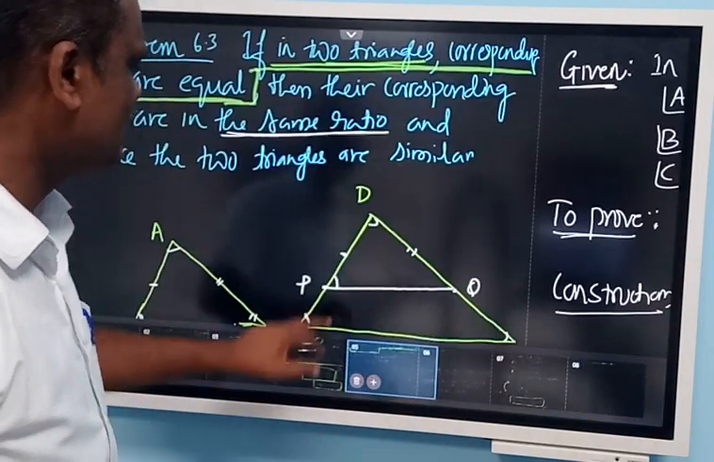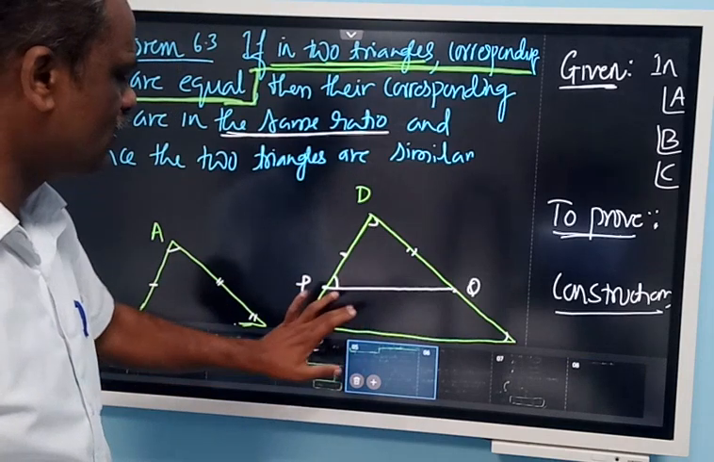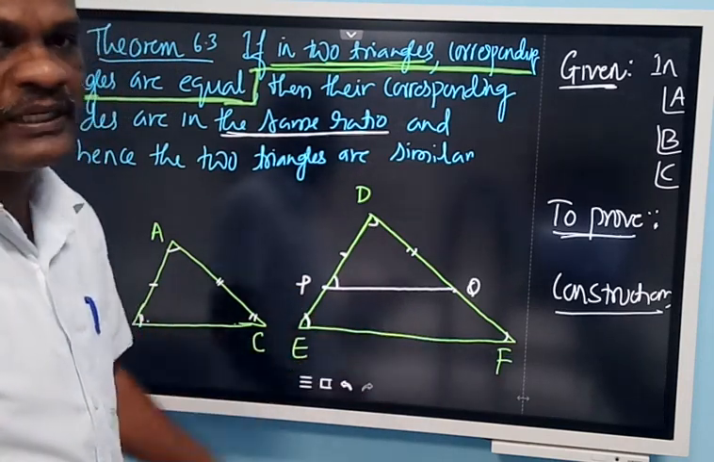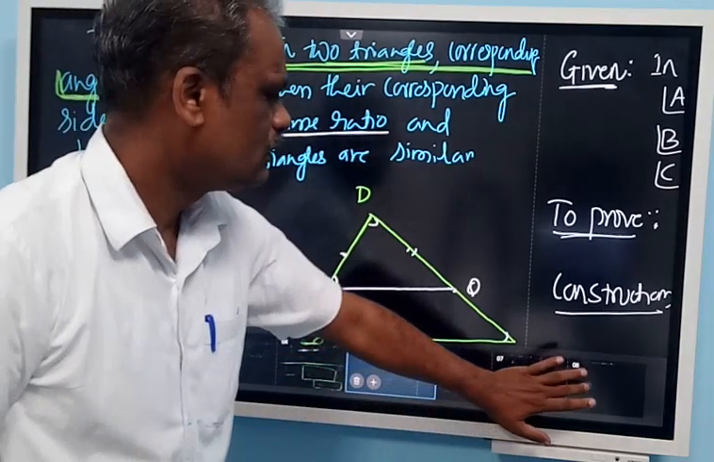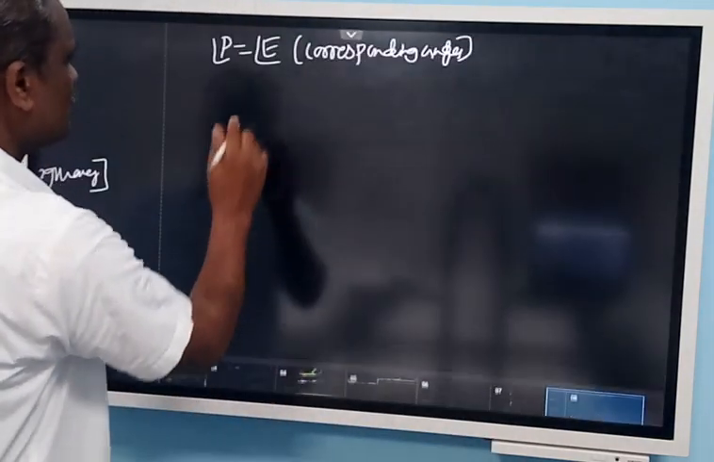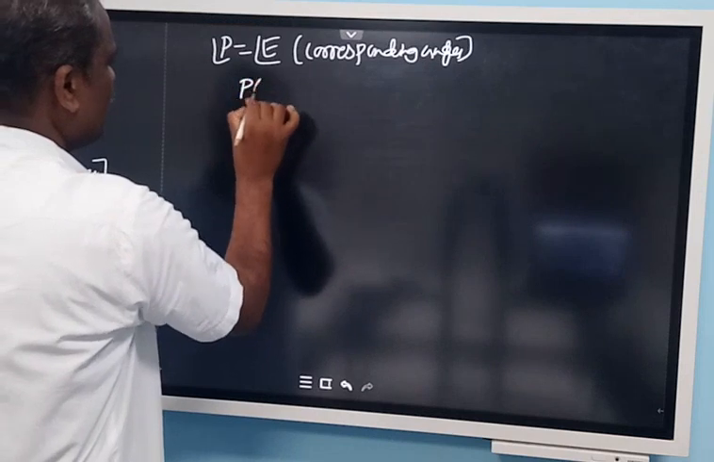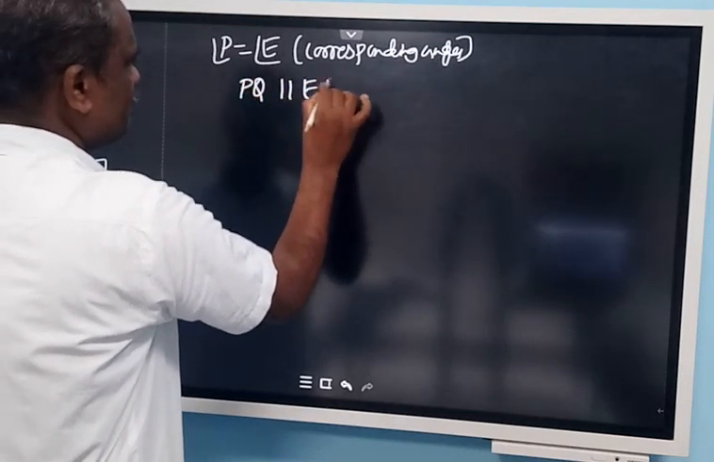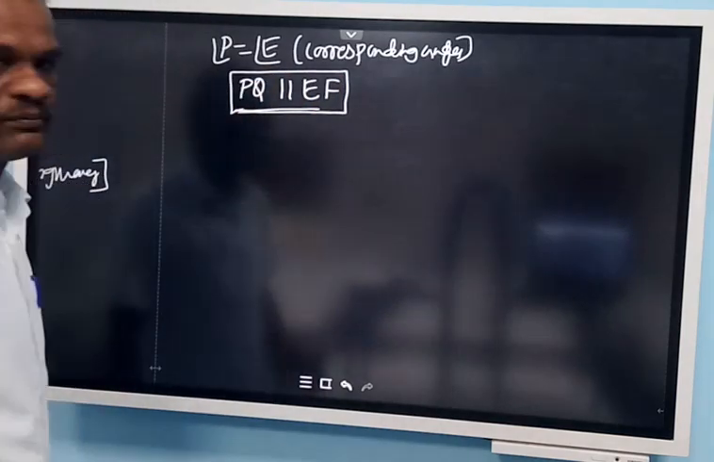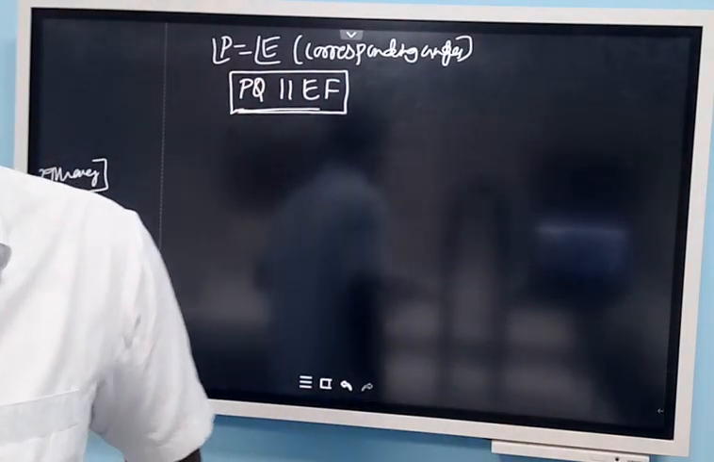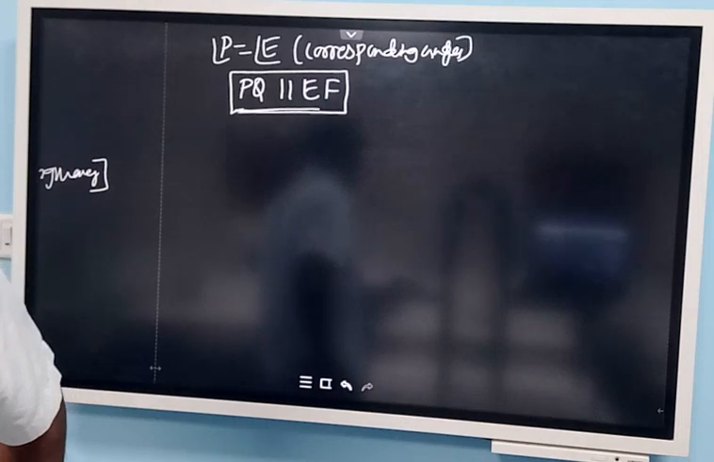So you can write like this: PQ parallel to EF. Isn't it? PQ is parallel to EF. This is a very important relation we got. Since the corresponding angles are equal, we proved that PQ is parallel to EF.